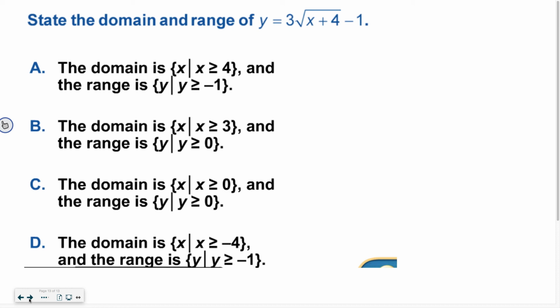Go ahead and try this problem on your own. Good luck. Hopefully you discovered that the domain is x is greater than or equal to -4, and the range is y is greater than or equal to -1.